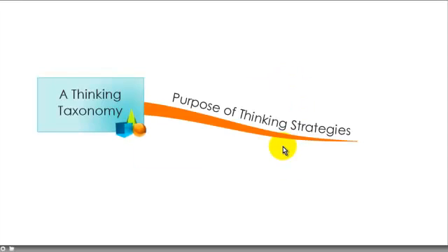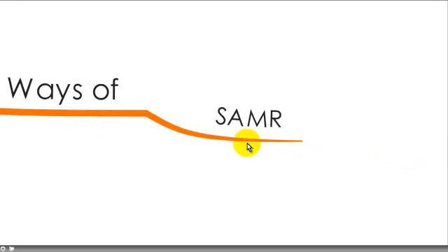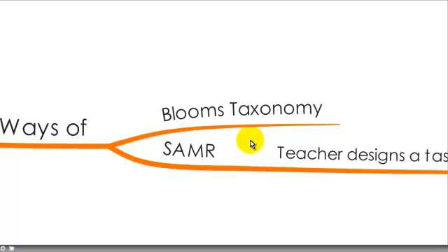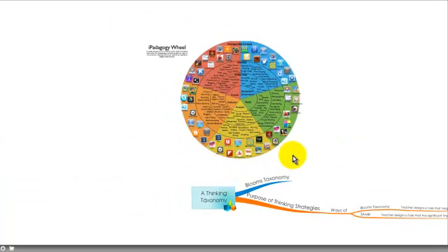So what is the purpose of teaching or having this structure and strategies on how to think? Well, there's two ways that we're going to explore today, and that is the SAMR model. The purpose of the SAMR model is that the teacher designs a task that has significant impact on student outcomes. And the other strategy that we're going to look at is Bloom's taxonomy, where the teacher designs a task that targets a higher order cognitive skill set. That's a brain skill set level. So let's have a look at Bloom's taxonomy.